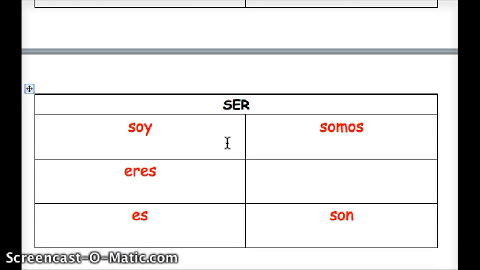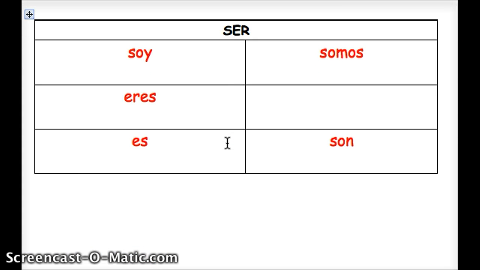The conjugations of ser you already have seen, but here's a reminder. Soy, eres, es, somos, and son. Eres and es are sometimes hard to remember that they belong to ser since they do not start with an s like the other forms do. When we get to talking about the conjugations of estar, I'll give you a hint for how you can remember that these belong to ser and not estar.